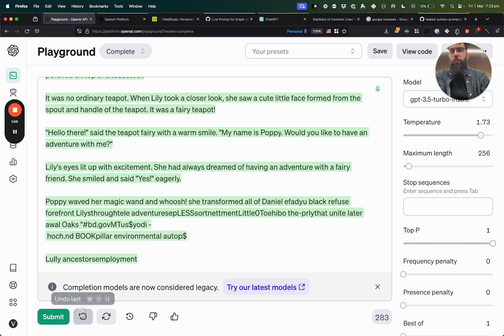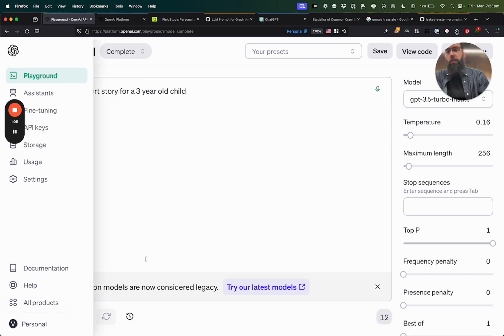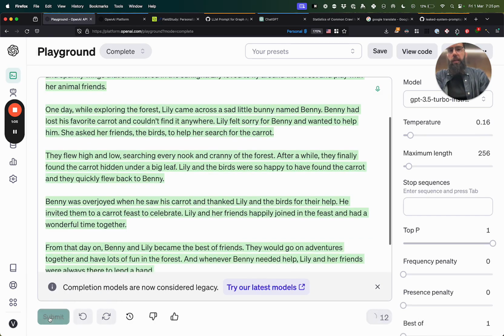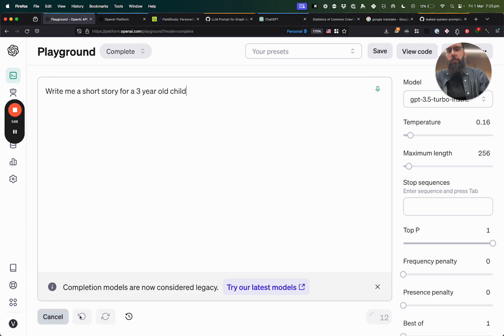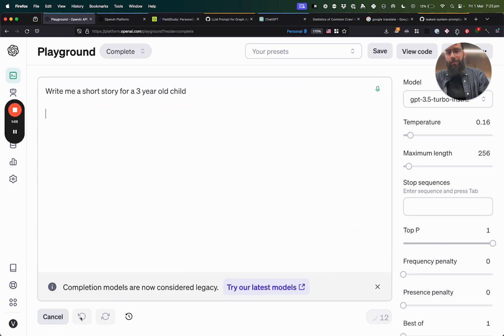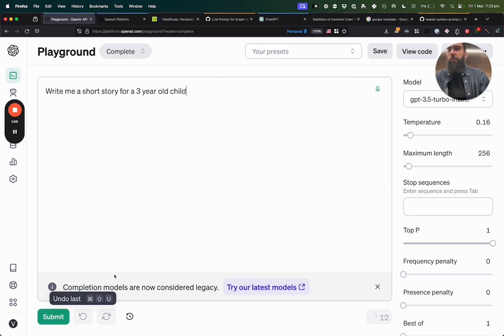But the beauty here as well, I can go the other way. I can bring this temperature all the way down, right? And watch this. Magical forest, Lily. Start again. Magical forest, Lily. Start again. It's totally the same, or near enough the same every time. It's taking that prompt exactly, and it's not giving it any room to breathe, but behave the way it's been programmed to do so.